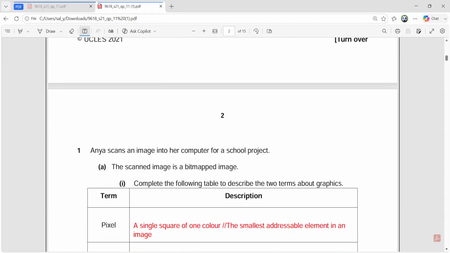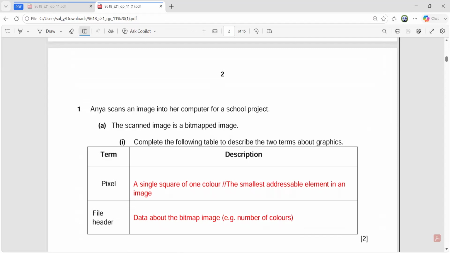Question number 1. Anya scans an image into her computer for a school project. The scanned image is a bitmapped image. Part A1. Complete the following table to describe the two terms about graphics. The first term is pixel and the second term is file header.